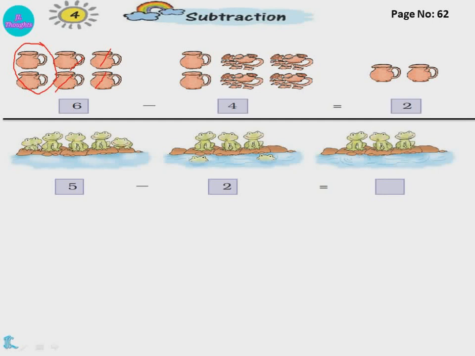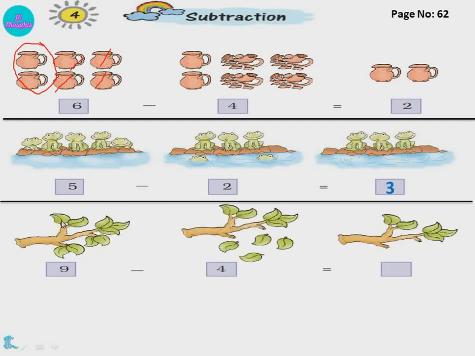Now, how many frogs are here? 1, 2, 3, 4, 5 frogs. So 5 minus how many jumped into the water? 1, 2. 2 equals to, so how many are left? 1, 2, 3. So what will you write in the box? 3.